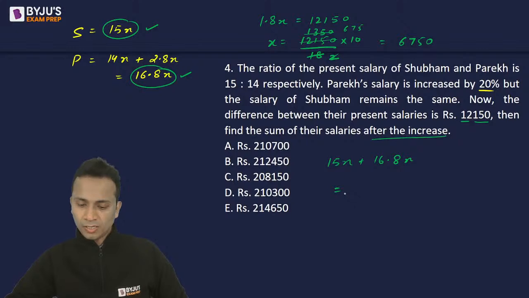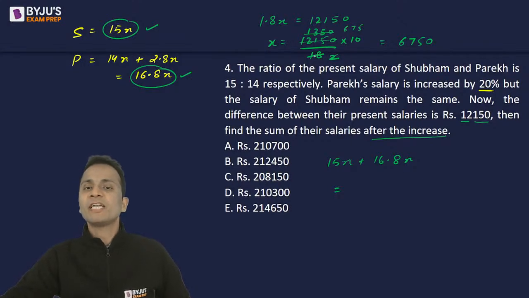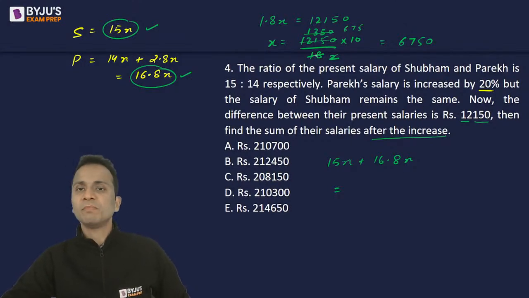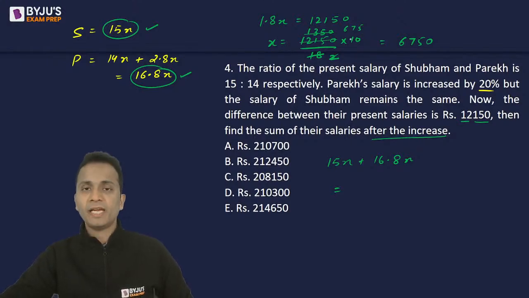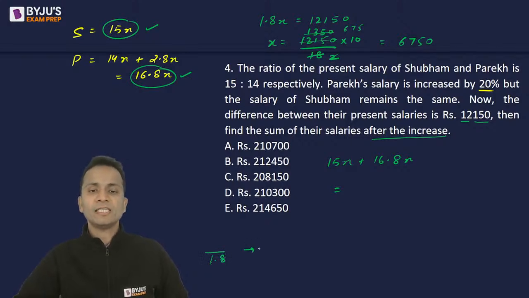Okay. Why multiply by 10? Because नीचे 1.8 था ना. 1.8, I have written it as 18. I have removed the decimal. So that is why in the numerator, I'll multiply it by 10. Okay. So divided by 1.8 tha, so I have written it as 18 and then 10 in the numerator.